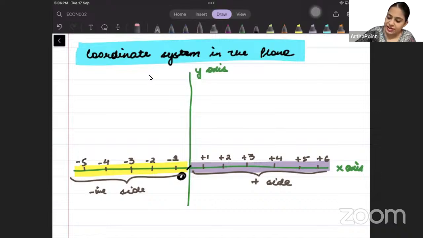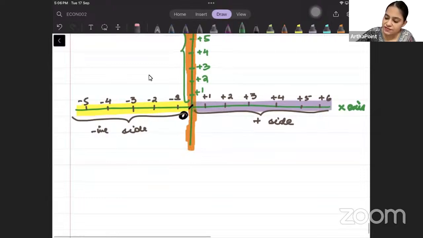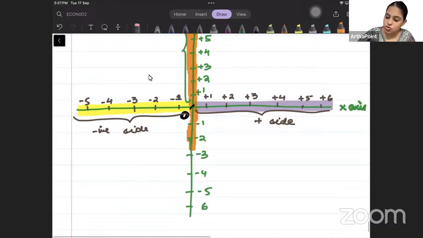Like that I will have my y-axis. Right? Whatever will be coming here, this will be the positive side of the y-axis, meaning +1, +2, +3, +4, +5, +6. And whatever will be coming below, that will be the negative side of the y-axis, meaning -1, -2, -3, -4, -5, -6 and so on.